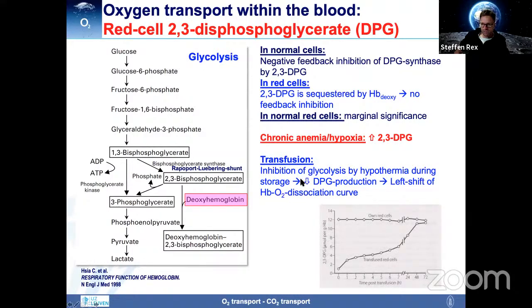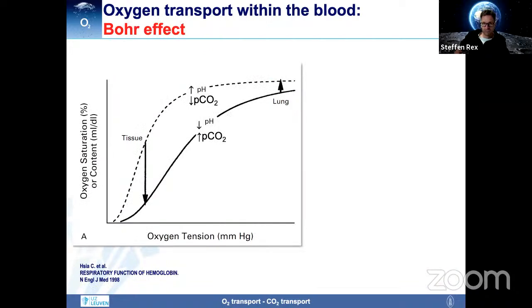The only problem is if we give a lot of transfusions, you know that the packed cells have to be cooled. And cooling means that the glycolysis is inhibited. That means that the DPG production is decreased and that you have a left shift of the hemoglobin oxygen dissociation curve. That means patients with a massive transfusion, they are usually in shock and then they get blood with a left shift of this dissociation curve. So this is really a pity.